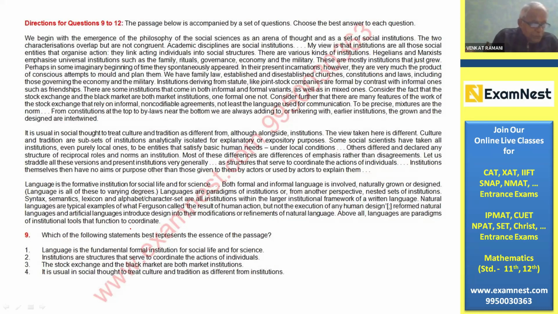He says that it is usual in social thought to treat culture and tradition as different from, although alongside institutions. The view taken here is different. Culture and tradition are subsets of institutions. That is, he says that culture and tradition are subsets, subordinates or subsidiaries, right? And they may change under local conditions. But the point is, all of them, whether these are sub-institutions or institutions proper, they are all structures that serve to coordinate the actions of individuals. You see, he's making the line there.